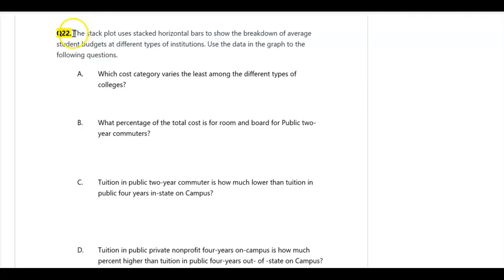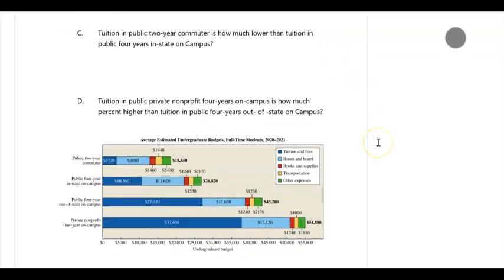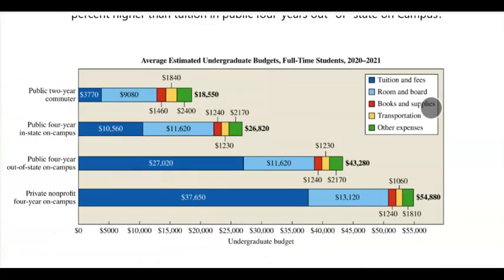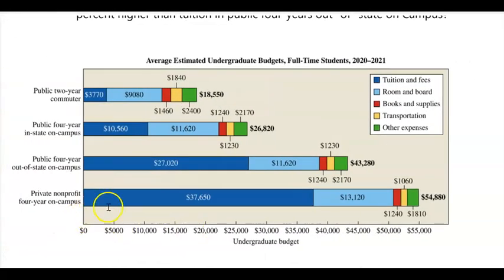Question number 22. The stack plot uses the stacked horizontal bar to show the breakdown of average students' budget at different types of institutions. Use the data in the graph to answer the following questions. Okay, here's the stack plot, showing how much it costs for different categories: tuition fee, room and board, book and supplies, transportation, and other expenses.